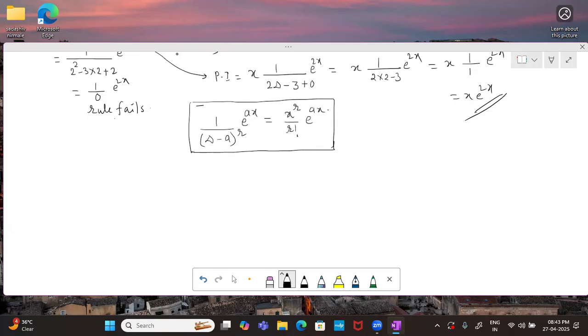Very simple rule. Remember that if we apply the rule, we have to put D is equal to a. A minus a will be 0. It will be 0 for how many times? R times. That's why the answer is x raised to r upon r factorial e raised to x. So D minus a raised to r is 0 when D is equal to a, isn't it? And this expression is sometimes known as a repeated linear expression.